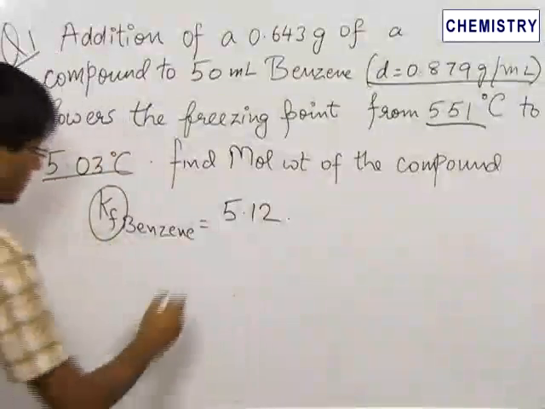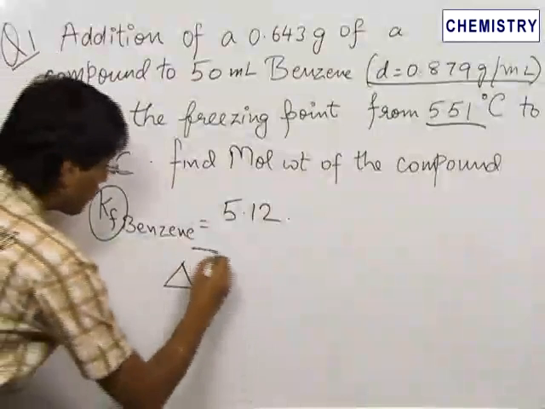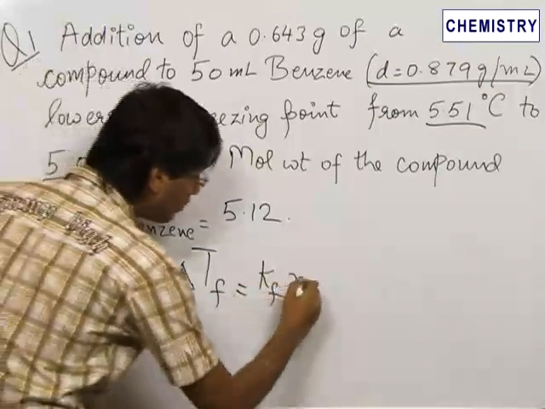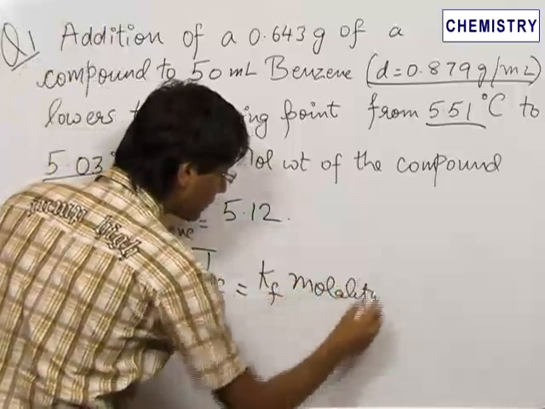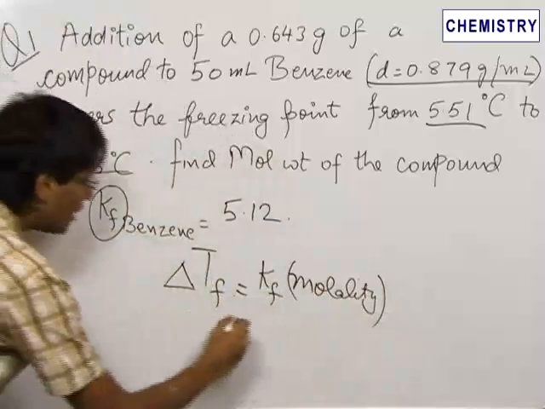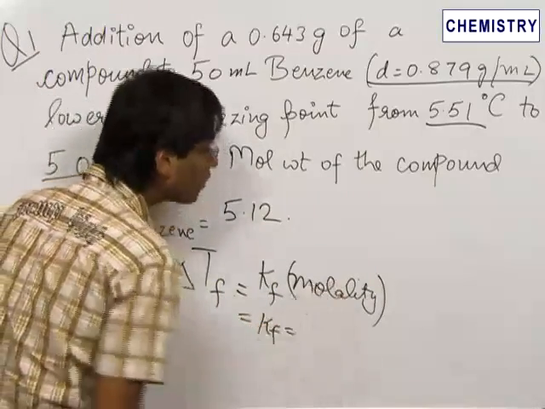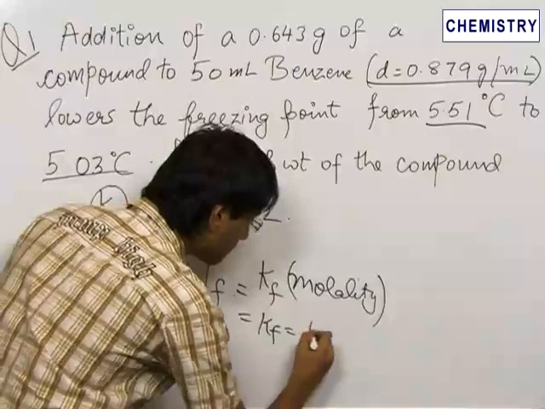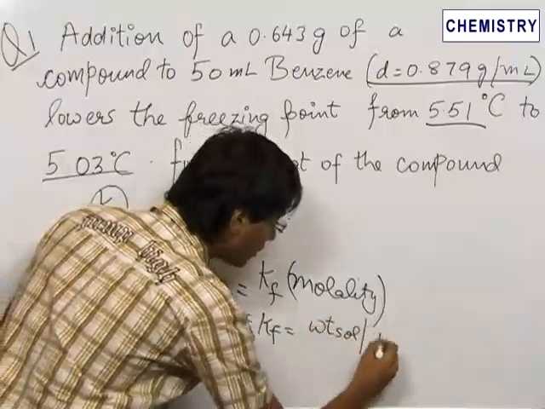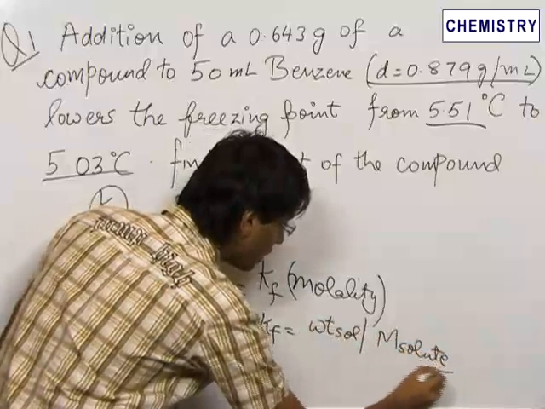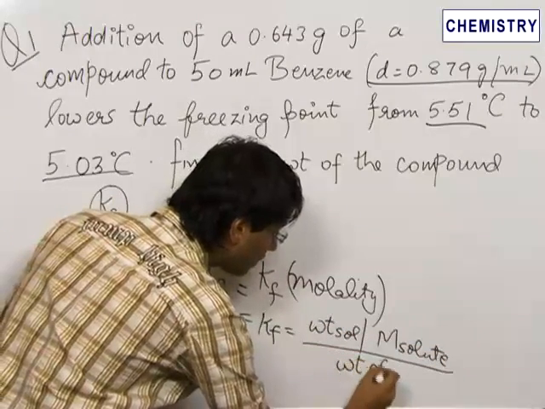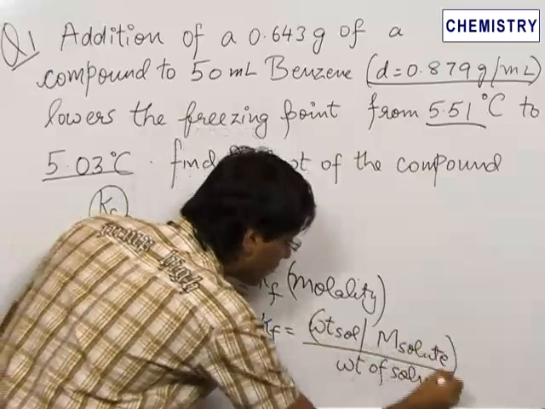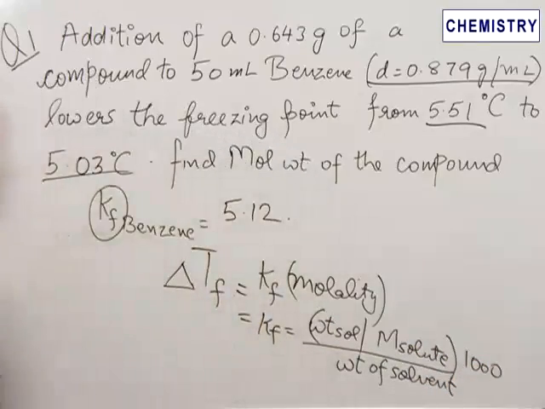So applying the simple formula of depression of freezing point, this is equal to Kf for the solvent times molality. Here molality can be written as moles of the solute upon the weight of solvent in kilogram. Moles of solute can be written as weight of solute upon molecular weight of solute, divided by weight of solvent in grams, that is in kilograms, that is we multiply 1000 in the numerator.